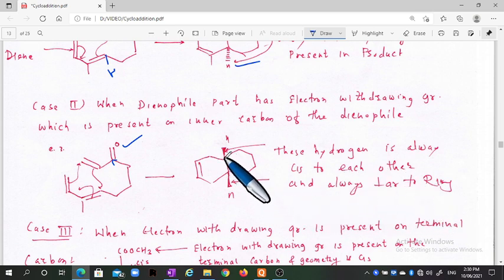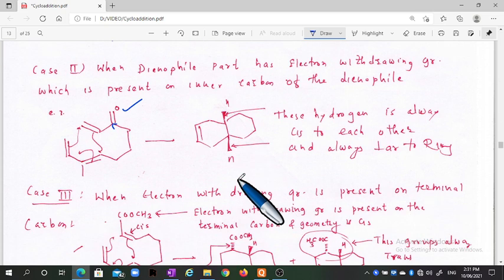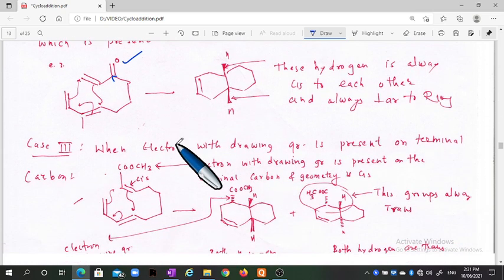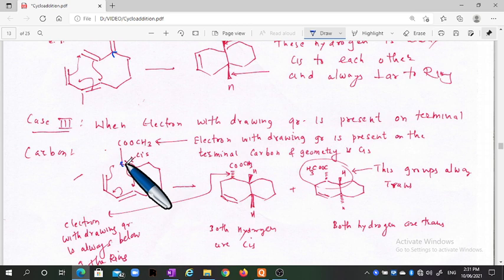This is pointing towards the observer. These are always cis to each other and always pointing towards the observer. Third case: at this position there is an electron withdrawing group. Firstly we have seen that position, now we will see this position. There are two possibilities in these conditions. COCH3 cis. This is cis, therefore it is shown with dotted lines.